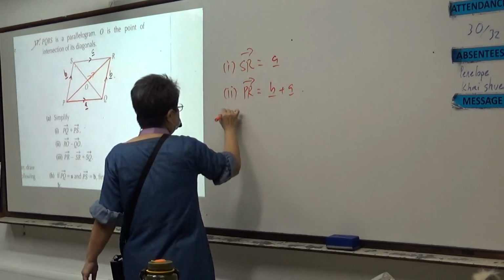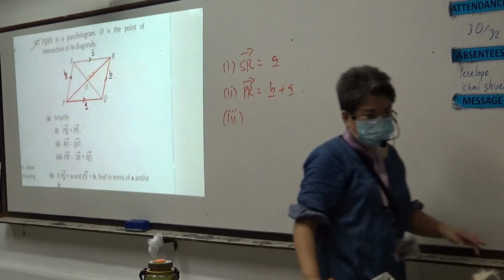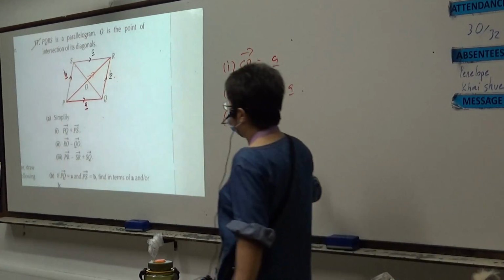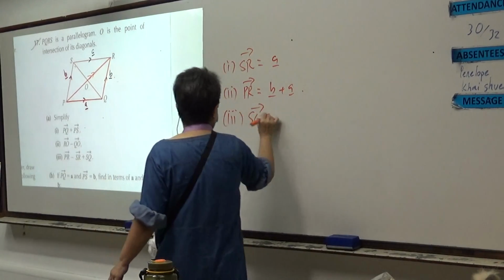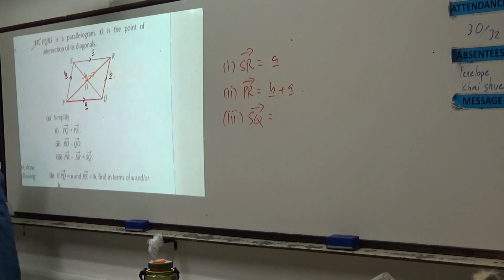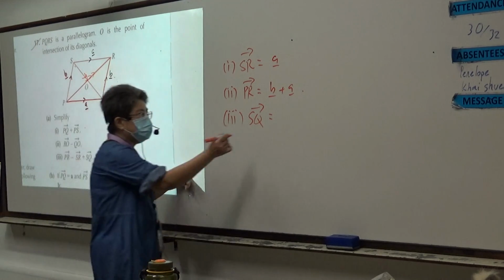Part 3. SQ. I want you to tell me the answer. SQ. Okay, alright, what's the answer? A minus B. Let's see it. A minus B.